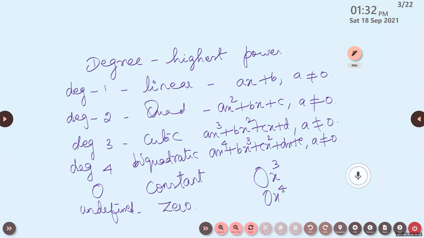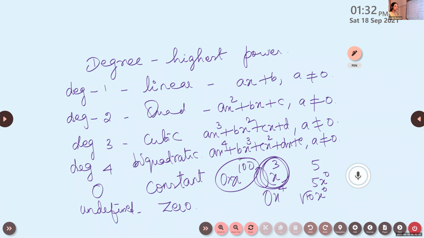Ma'am, constant polynomial. Can you say one example? 5. We can write this as 5x raised to 0. Root 10 is a constant polynomial. We can write this as root 10 into x raised to 0. Anything raised to 0 is 1. So the constant polynomial degree is 0. But zero polynomial means we can write any variable there with any power. Yes or no? We can write this as 0 into x raised to 100. So that is why we say it is undefined.